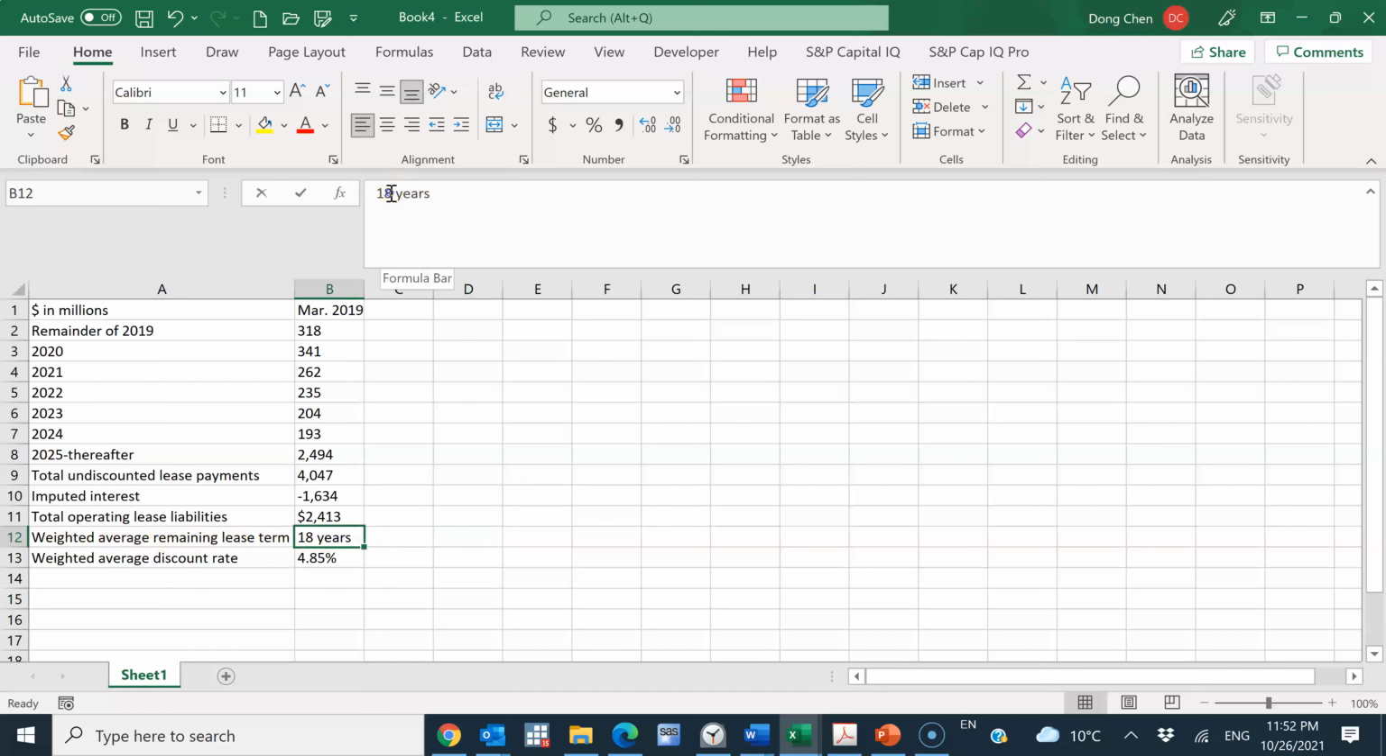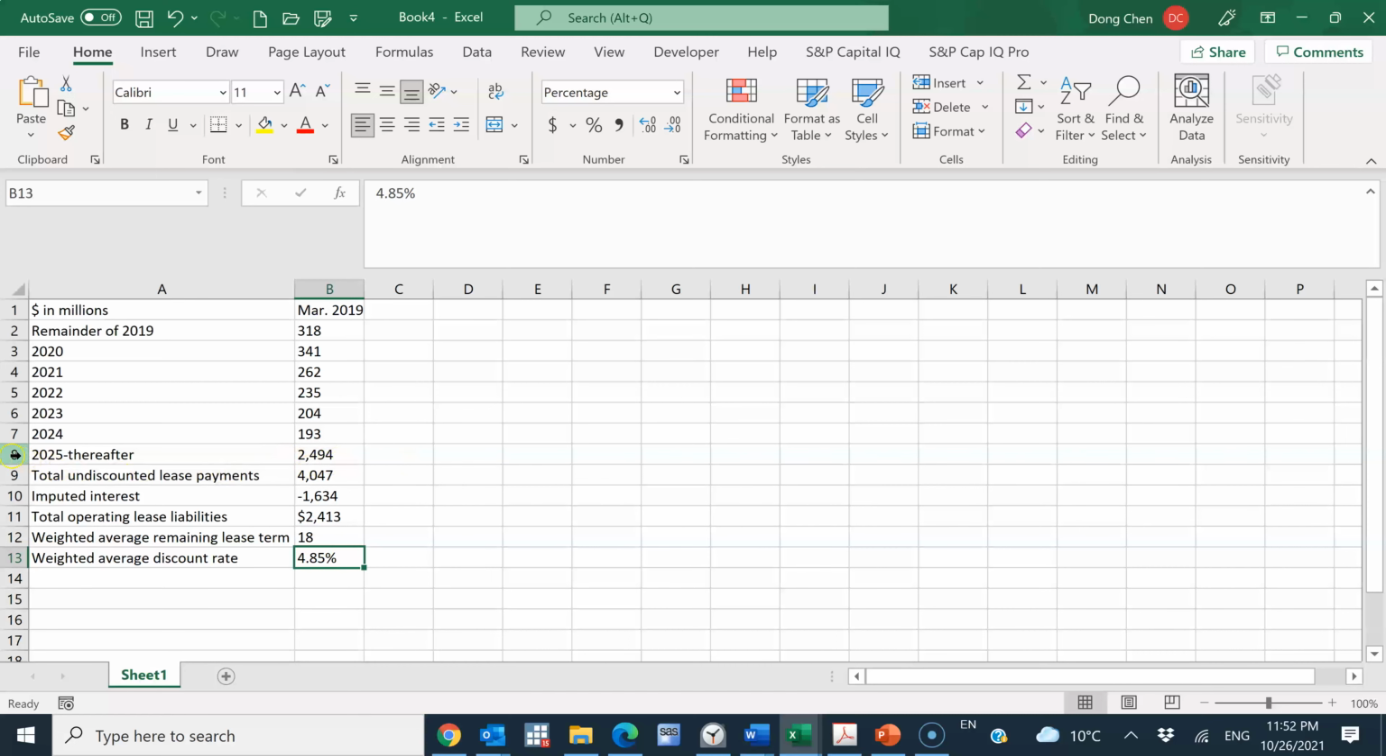I want to get rid of the word years here because later on I want to directly operate on this cell value. And the weighted average discount rate is 4.85%. So what this means is that this remaining lease life closely corresponds to this thereafter number.